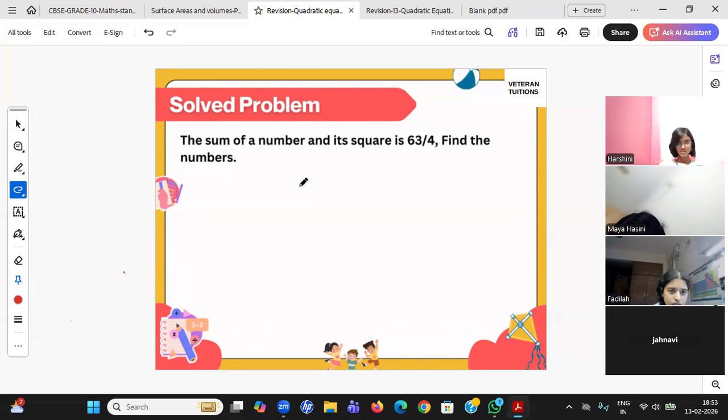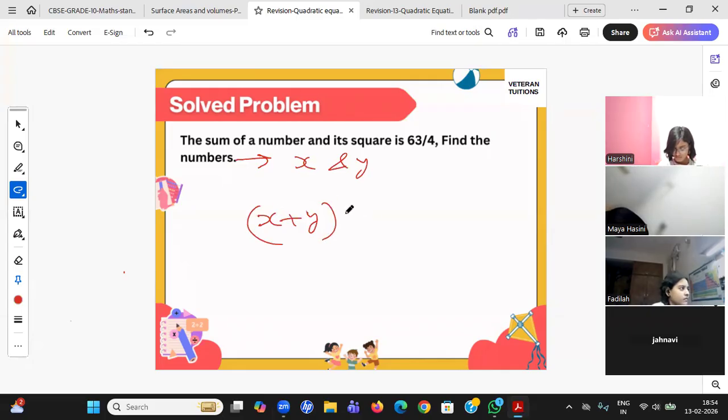So we can assume the two numbers to be x and y. The sum of a number and its square is 63 by 4. Find the numbers. Let the numbers be x and y. You should start with this. So the sum, x plus y, and its square, xy is equal to 63 by 4. The sum of a number and its square, x plus y plus xy whole square, I think.